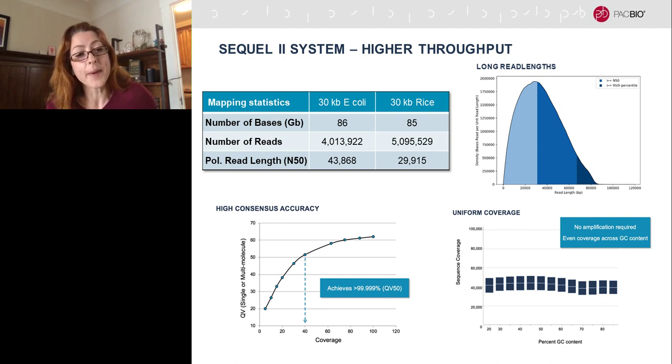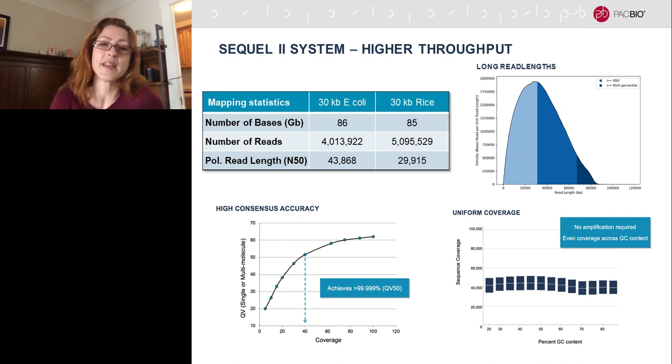And even better, the price point is a lot more attractive as well. So whereas the Sequel system costs about $800 to get that 12 gigabases of data, on the Sequel II system, for about $1,300, you now get 80 or more gigabases of data.